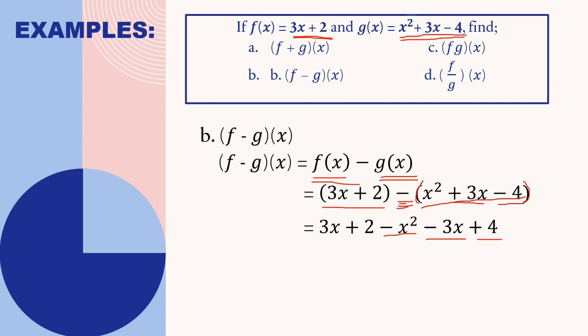Okay, next is simplify. So the answer is negative x squared plus 6. Here the first term is negative x squared. Then next, 3x minus 3x here is 0. Then positive 2 plus positive 4 is 6. Therefore the answer here is negative x squared plus 6.